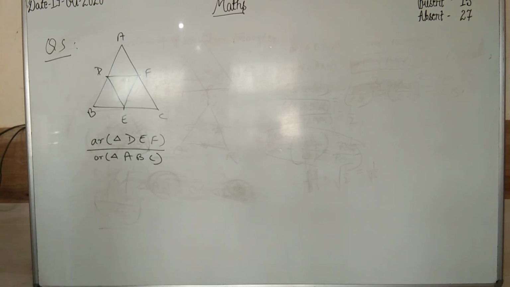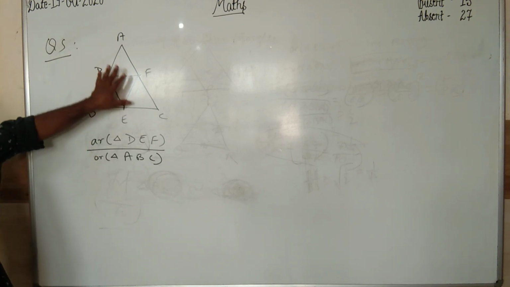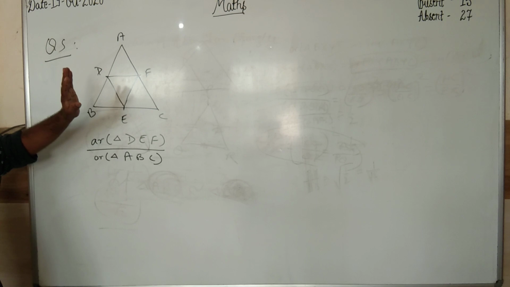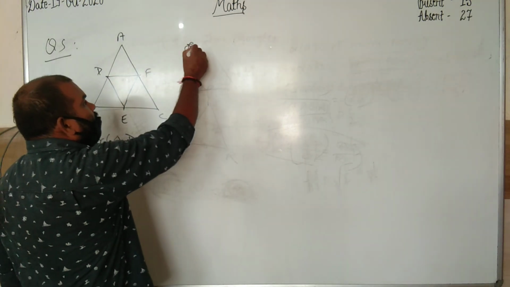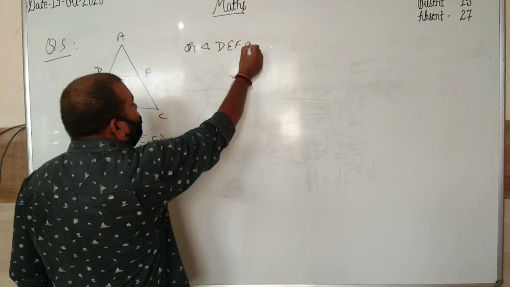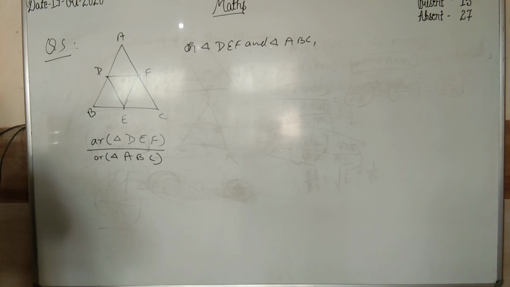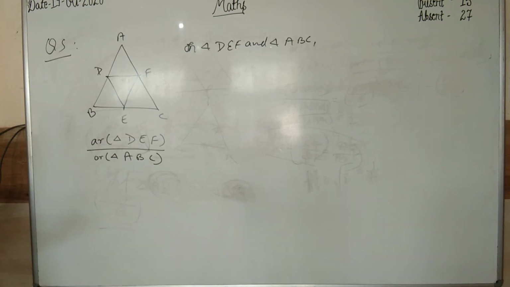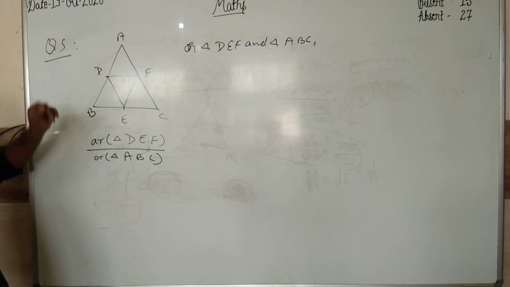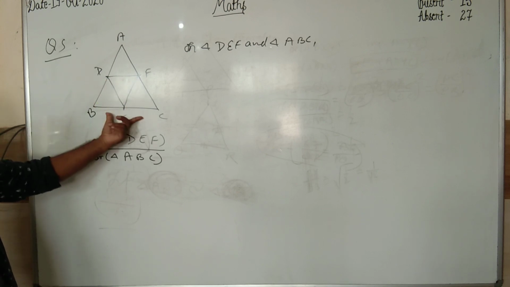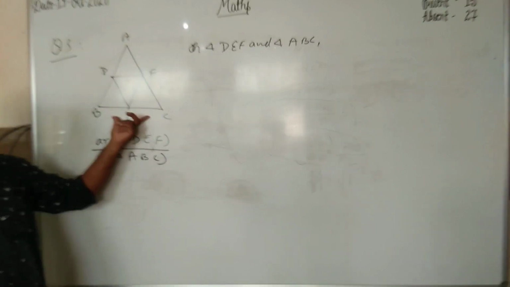Clear? So first we need to prove this triangle similar to ABC. In triangle DEF and triangle ABC, we have learned three cases to prove similarity: either the ratio of the sides, or all the angles, or any two angles, or two sides and included angle. Clear? So if you see, this DF is parallel to BC. Why? Why is this DF parallel to BC?